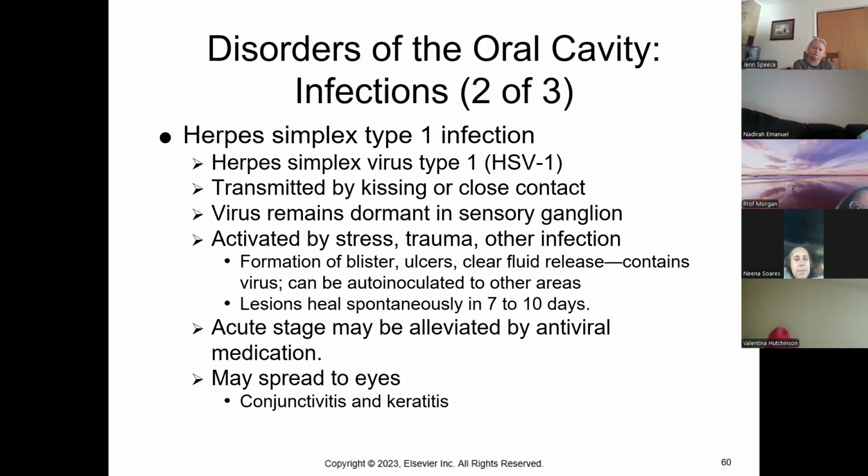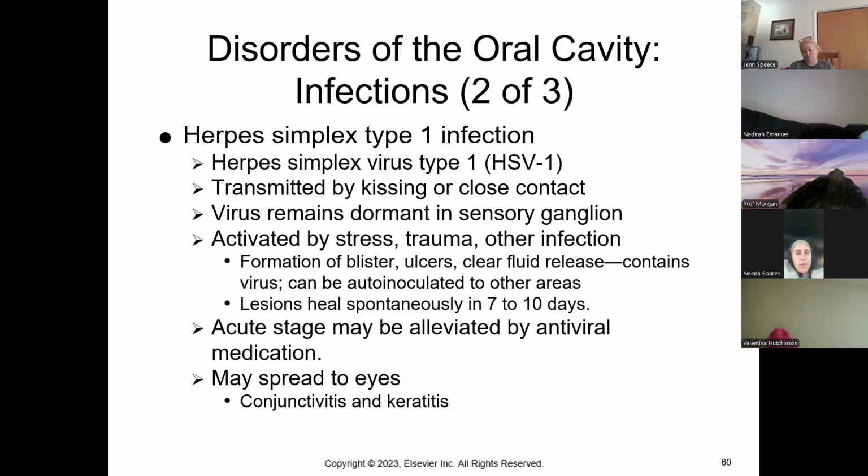The initial infection is usually going to be asymptomatic. The virus stays dormant in the body. It stays in the trigeminal nerve ganglion. I would know that. When it's activated, and when are you going to get these cold sores or fever blisters? When you're going to the prom, when you have a big event like a wedding, right? Now you're trying to put your makeup on and you got this big, ugly sore on your mouth. So you're under stress or trauma or another infection like a cold.